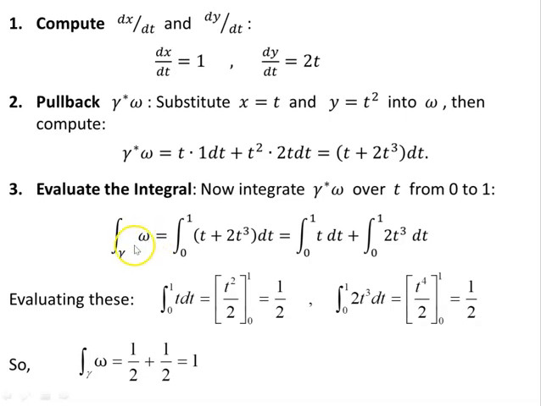So the integral of omega along the curve gamma is the integral from 0 to 1 of t plus 2t cubed dt. And of course, break those down into two integrals there, just to make my point. When we do the integral of this, we get t squared on 2, evaluated between 0 and 1, as a half, and the integral of 2t cubed dt, evaluated between 0 and 1, is t to the 4 over 2, evaluated between 0 and 1, which now gives us 1 over 2. So the integral of omega along gamma is a half plus a half, which is 1. That's the steps. That's the process for doing it.